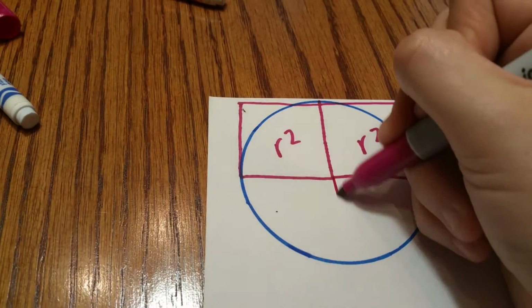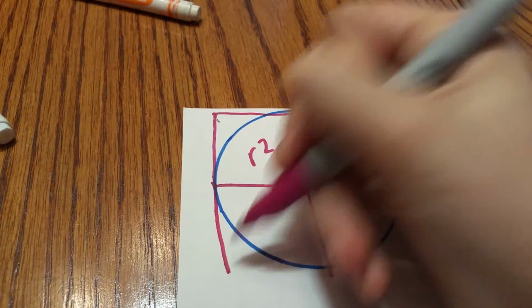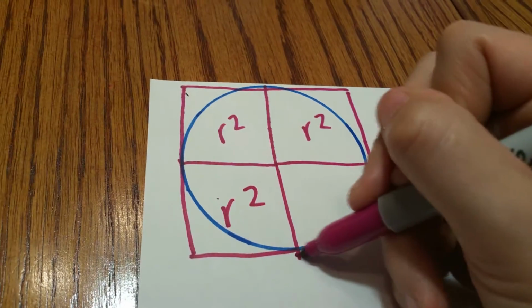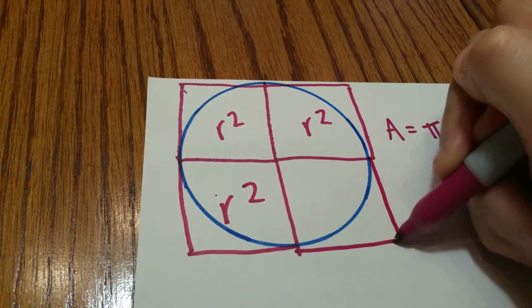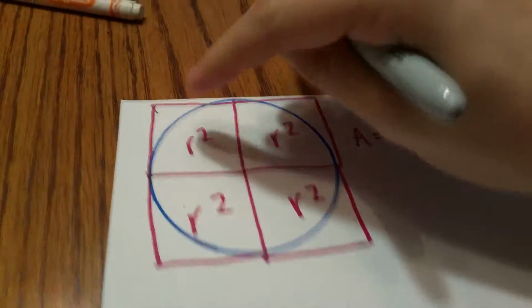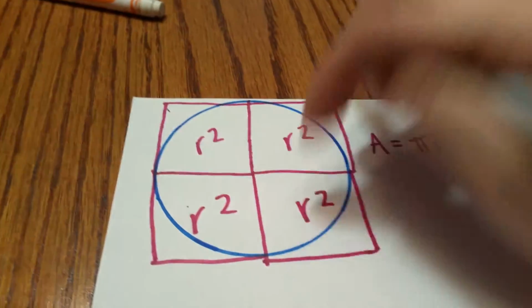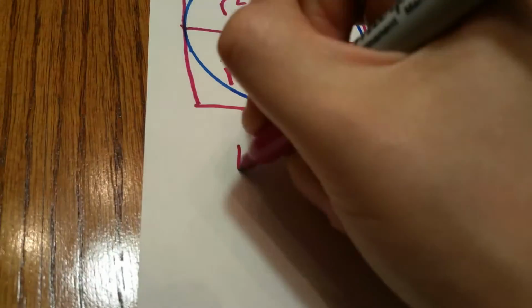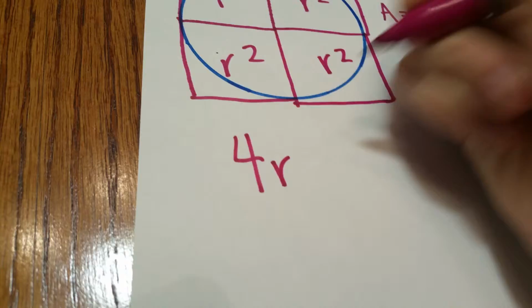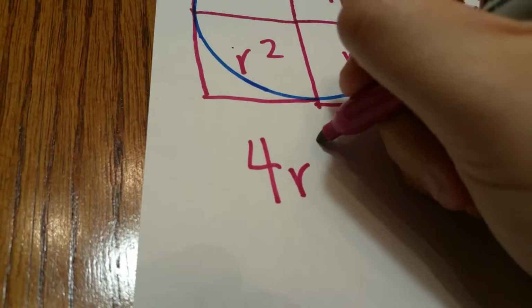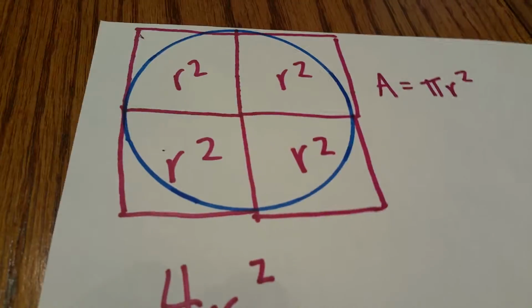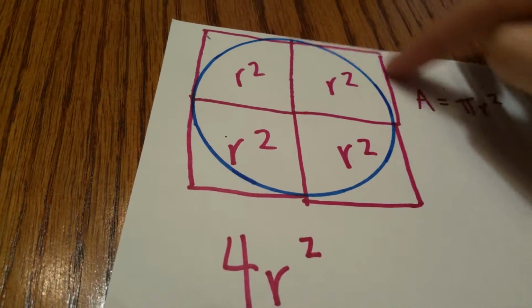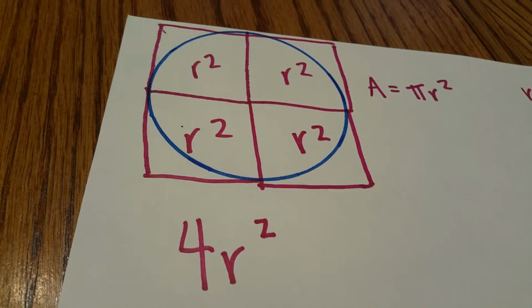So let's draw another one, which is another r squared, and then one more, which that's going to give me 1, 2, 3, 4, which is 4r, and then they're all squared, so I'm going to square them. But I have a problem. This is going to give me the area of a square, which I need to circle.